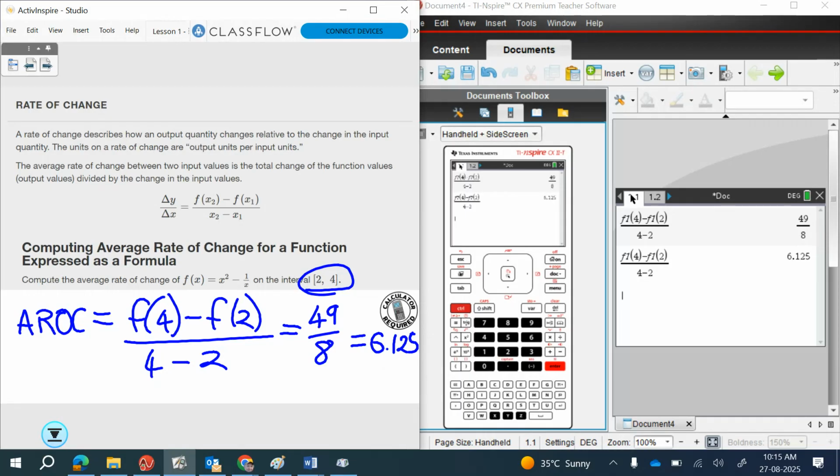For all AP exams, standard decimal approximations of an exact answer should always be given to 3 decimal places. Okay? You can round to 3 decimal places or give the exact answer. The exact answer for this one is 49 over 8. Also, 6.125 is an exact answer. But if there were more and it was rounding, 3 decimal places is the standard for this AP course.